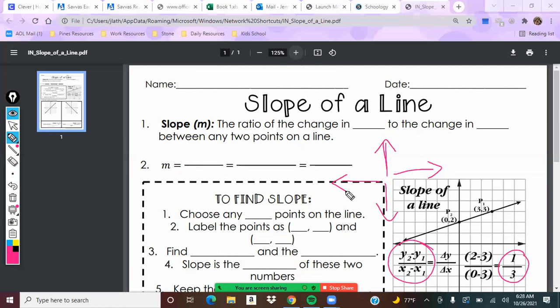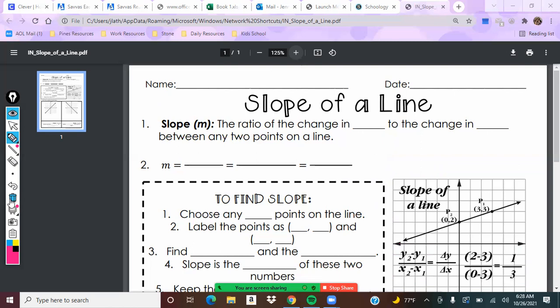And if I were you, I would just write that somewhere up here. Steepness. So the steepness of a line, that's your slope, okay? So let's go ahead and start filling in this interactive journal.